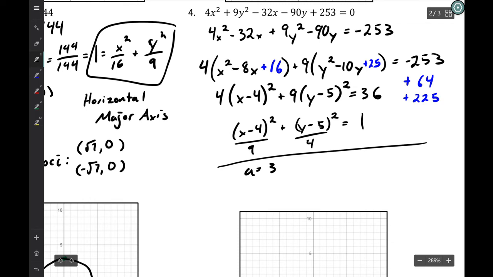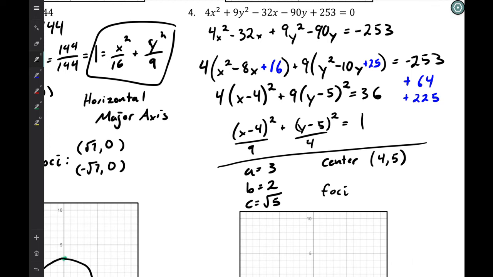A is equal to 3, b is equal to 2, c is equal to the square root of 5, and then my center is at 4, 5, and my foci are going to be a little bit trickier to find.